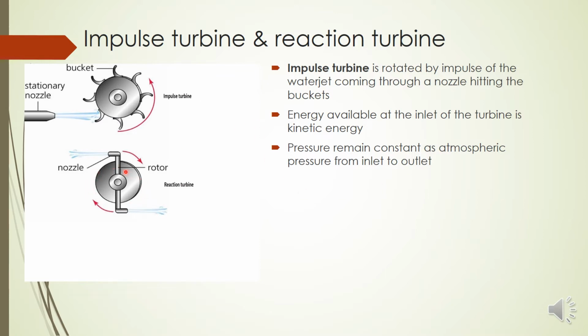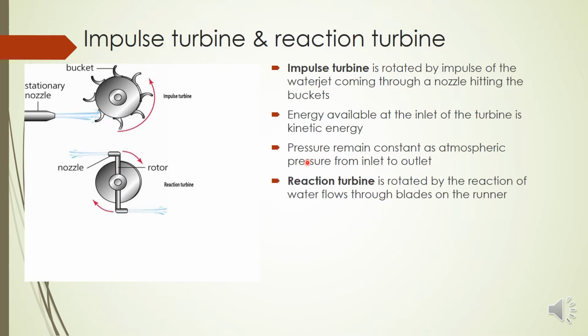Now see what is the difference in the reaction turbine. As the name suggests, a reaction turbine is moved by the reaction of water. So you can see here there is no hitting of water, but the water is moving through the nozzle or through the blades on the runner and rotates by the reaction. The water is ejected in this direction, that is the anti-clockwise direction, so automatically the rotor will be rotating in the clockwise direction. So here the reaction is rotating the turbine.